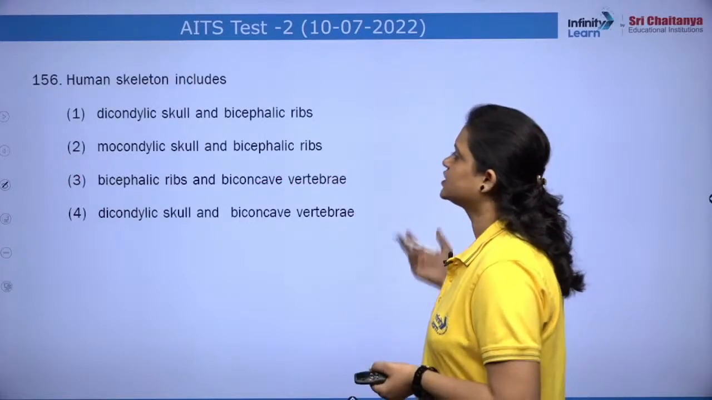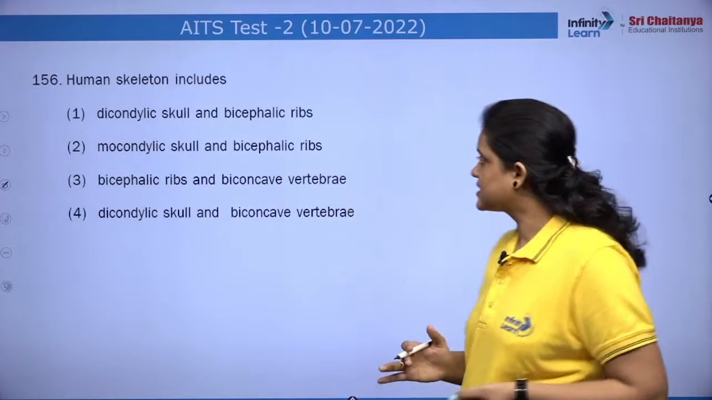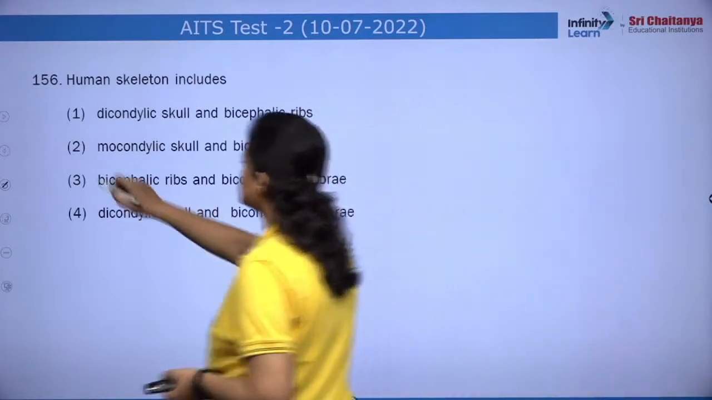Human skeleton includes dicondylic skull and bicephalic ribs. Yes, this is the correct answer.